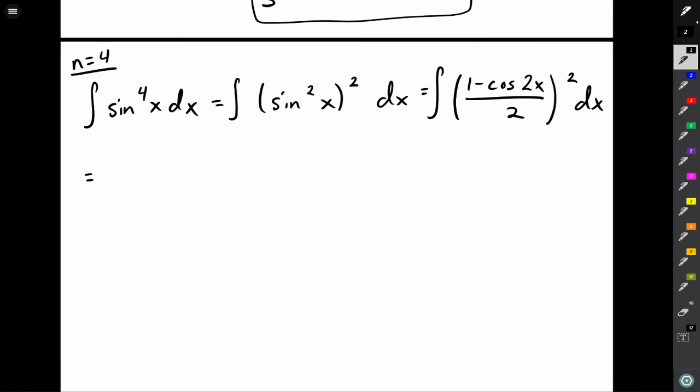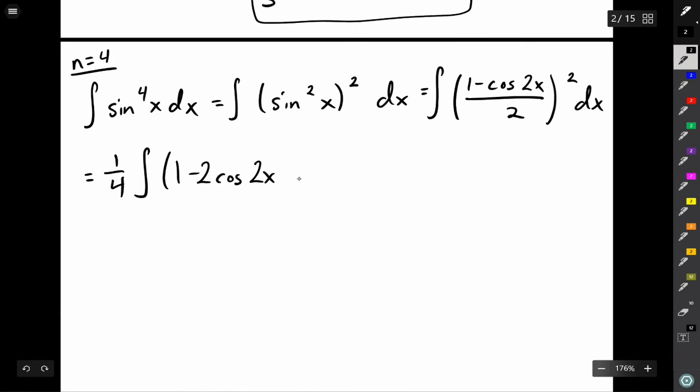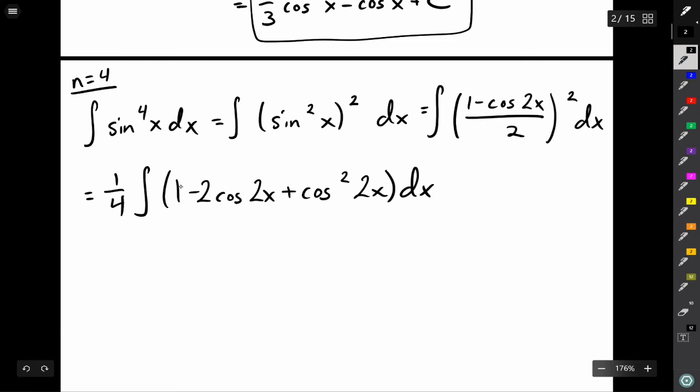All right, so we have to expand this out. One nice thing is I can pull out this 2, and it comes out front of the integral as 1/4. And here we have 1 minus 2 cosine 2x plus cosine squared 2x dx. All right. Now, with that integral, we can do this part, we can do this part, but we can't do this part. So we have to use that same trig identity again, well, the cosine version of it.